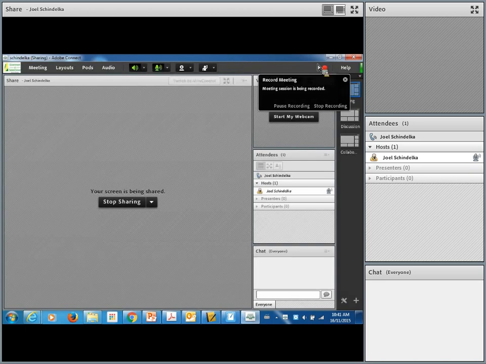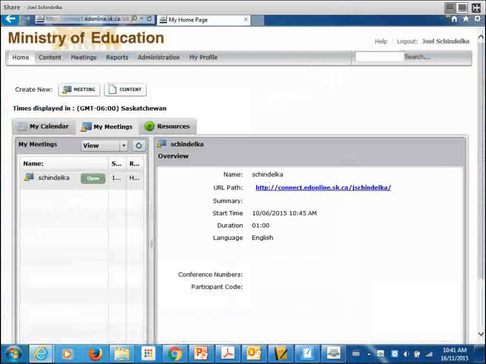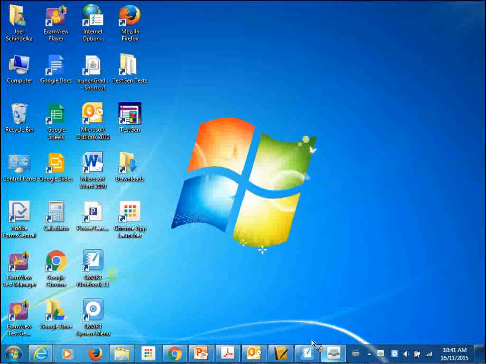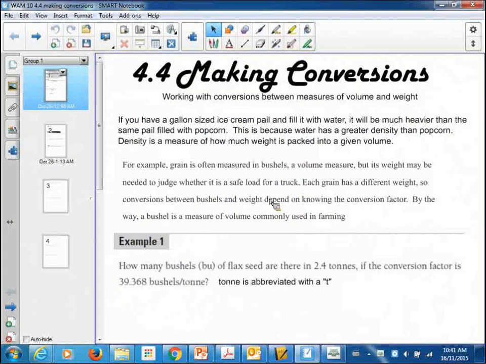We're rolling. Let's get this going on. Making conversions. And I'm gonna just turn off the lights so you can see it better.